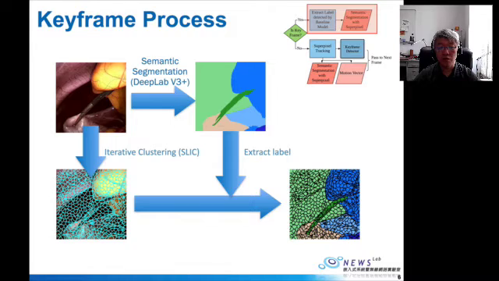Let me show you how we process the keyframe. For each image, we are given a raw image. Then we use the SLIC iterative clustering method to find a superpixel for every pixel on the image. Then for the keyframe, the image is given to the semantic segmentation algorithm, for example DeepLab V3, to label each pixel. Then we merge these two results, the label of the pixel and the superpixel, into the result you see on the right-hand side. Then this is given to the superpixel tracking algorithm.